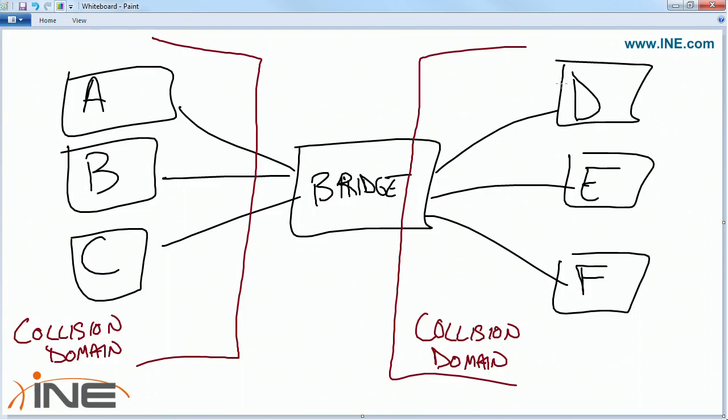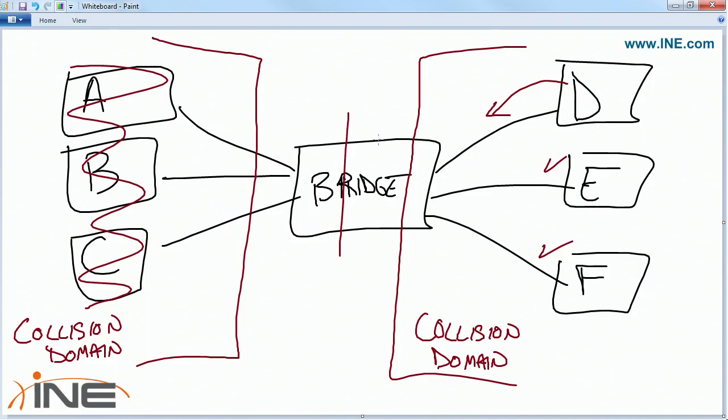So the advantage of this is that when D wants to send traffic, it only has to listen to see if E or F are sending, but not these three. Because the bridge is separating this as an electrical function, where data that's generated over here is not automatically sent to this side of the network.